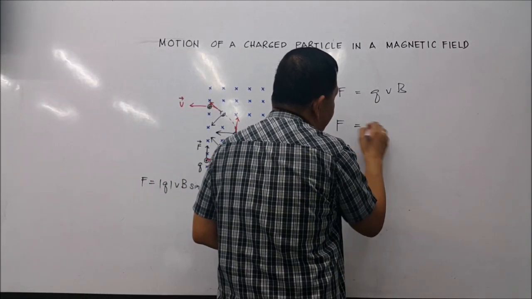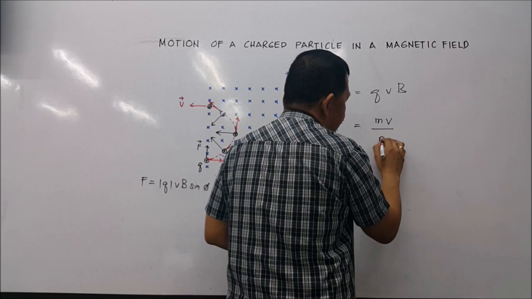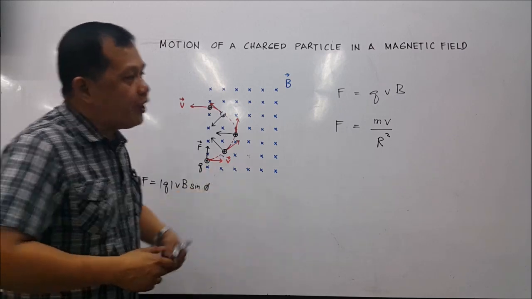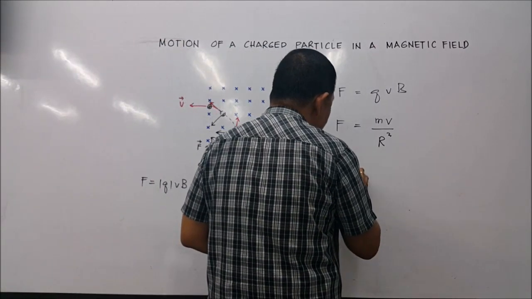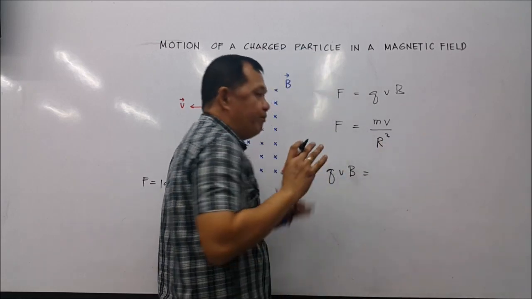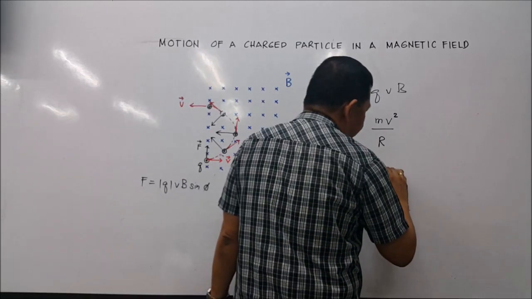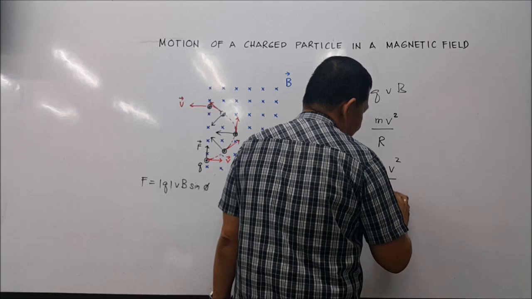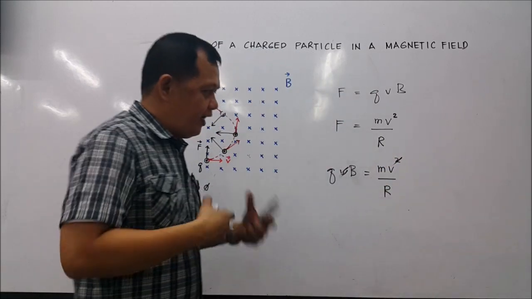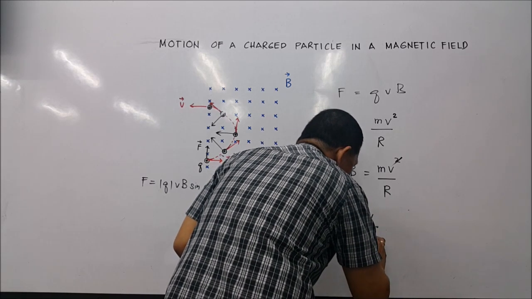Now recall that the centripetal force is equal to mv squared over r, where r is the radius of the circular path. If we equate the two, so we have QVB equals, oops, sorry, my bad. This should be mv squared over r. Okay, so we have QVB equals mv squared over r. Take out one v here and rearrange this. So r is equal to mv over qB.